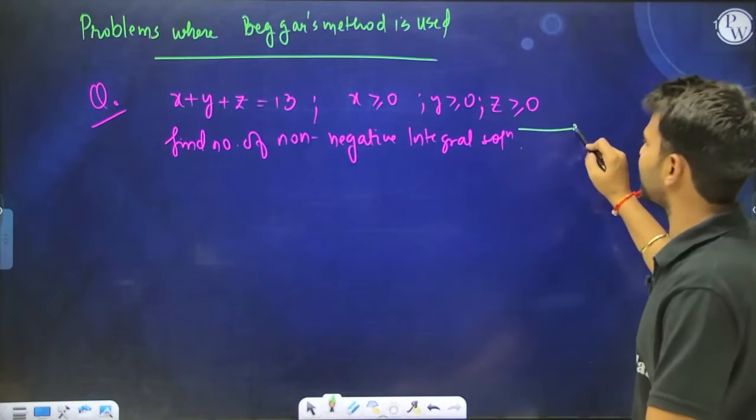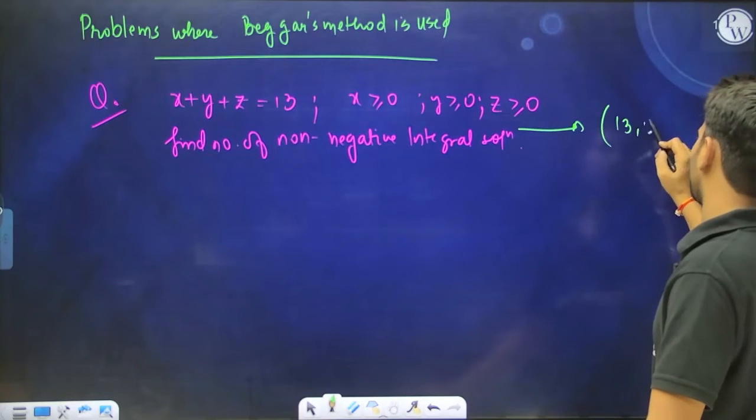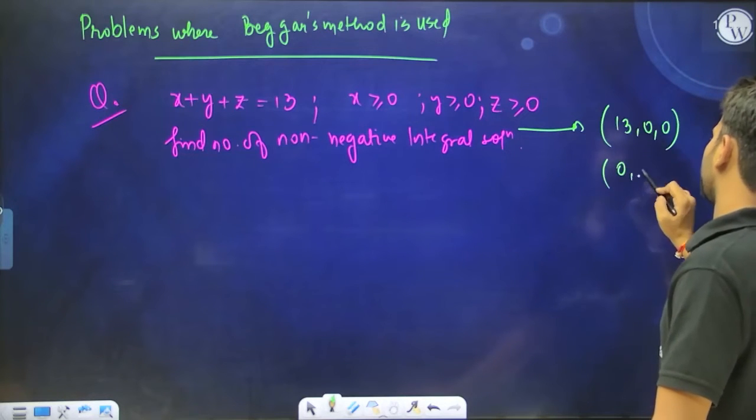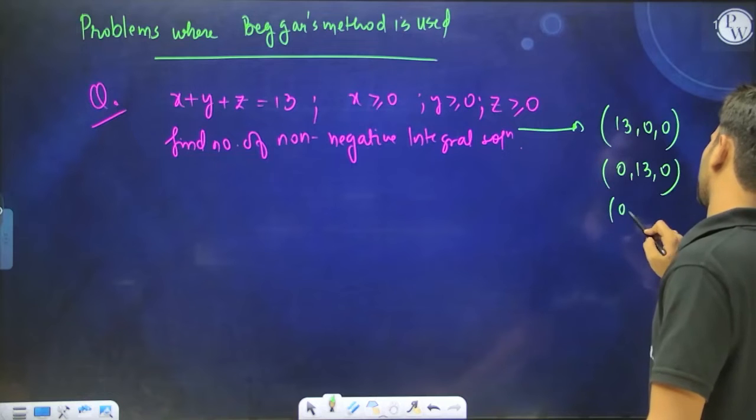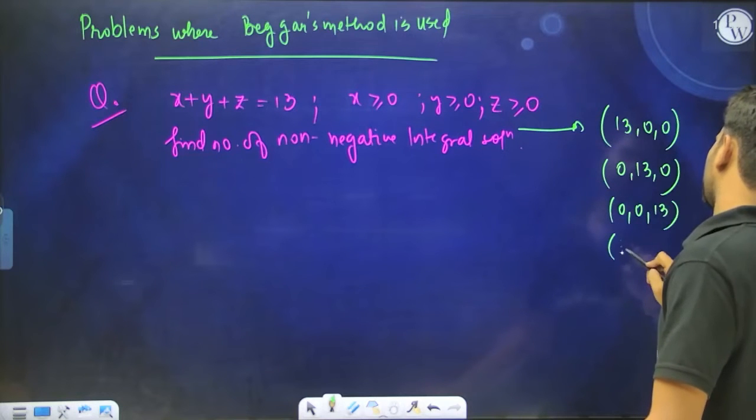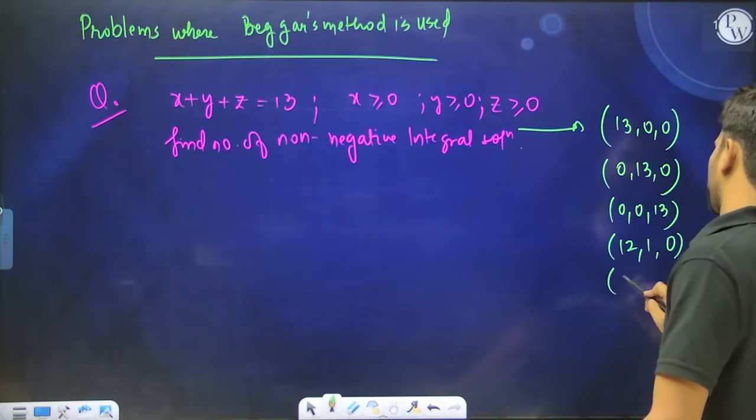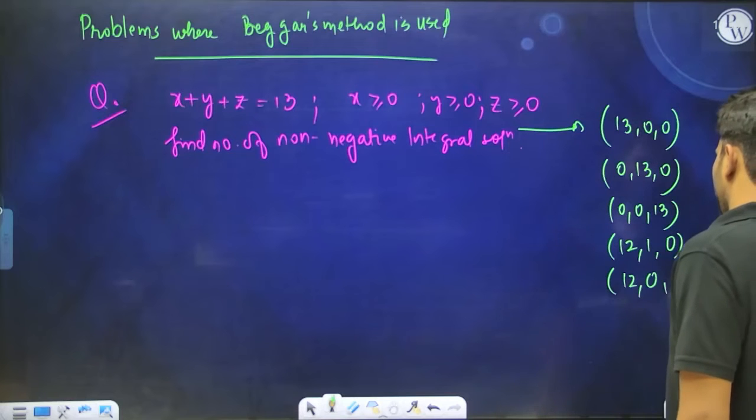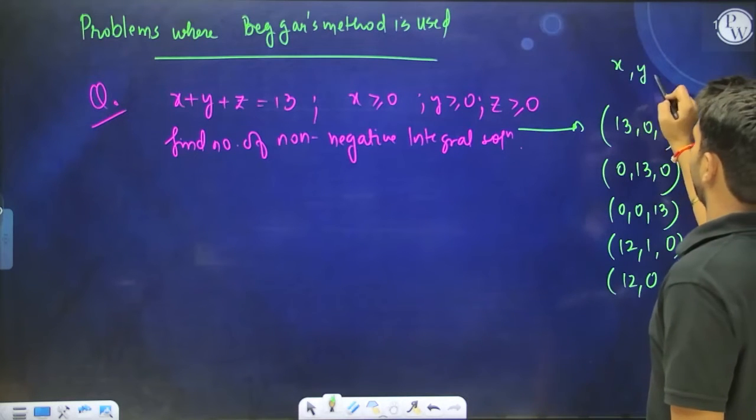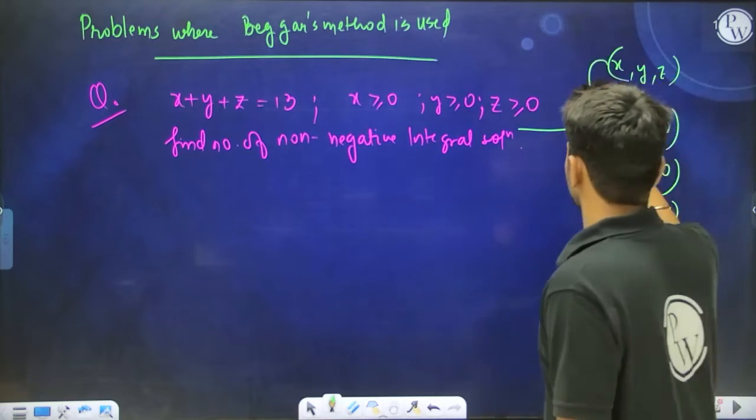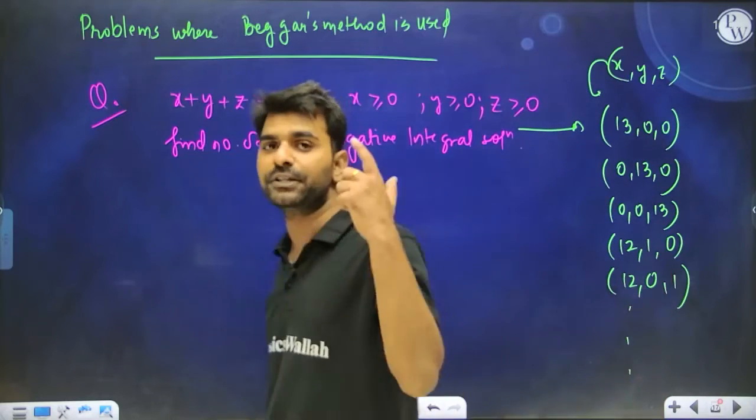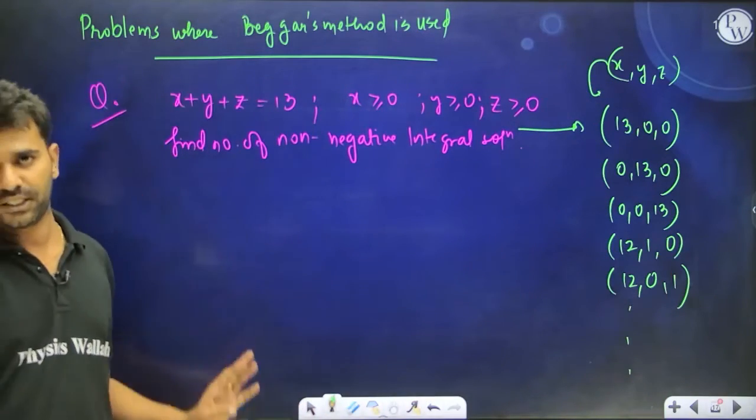That means what? It is asking that 13, 0, 0 will solve the problem, also 0, 13, 0 will solve the problem, also 0, 0, 13 will solve the problem, also 12, 1, 0 will solve the problem, also 12, 0, 1 will solve the problem. These are values of x, y and z, and so on and so on, like this. So how many solutions like this will be formed is what the question is asking from us.